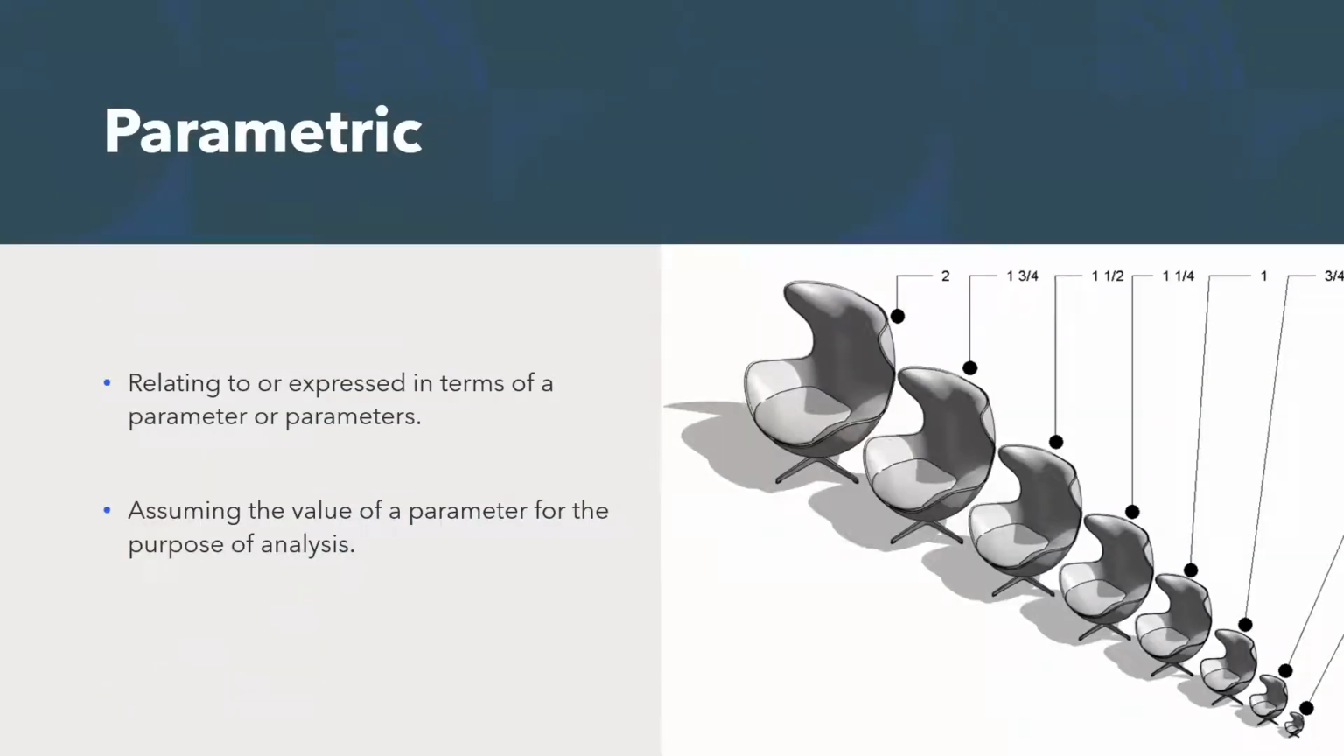So parametric, in its simplest form, is relating to or expressed in terms of a parameter or parameters. In our industry, we kind of skip that step and go straight to assuming the value of a parameter for the purpose of analysis. You can think of it also as in scale. So you have a family, there's a chair, and you can apply a scale to it to change the characteristics of the model.